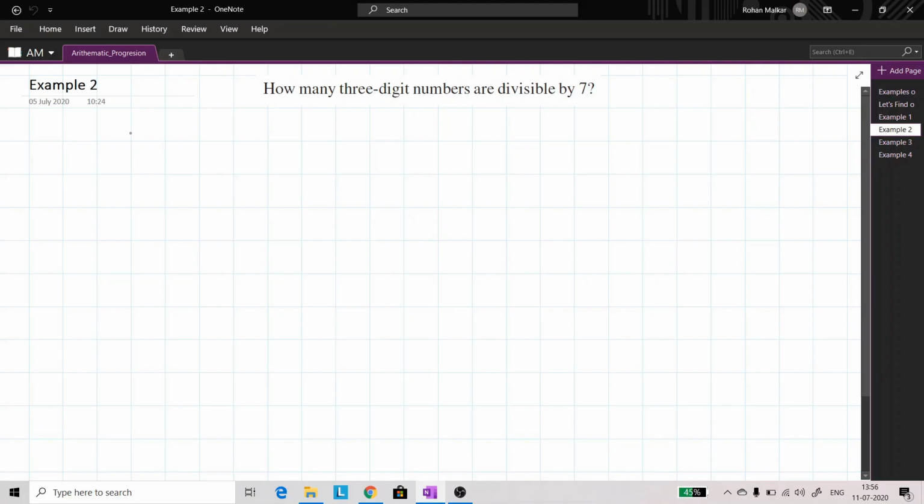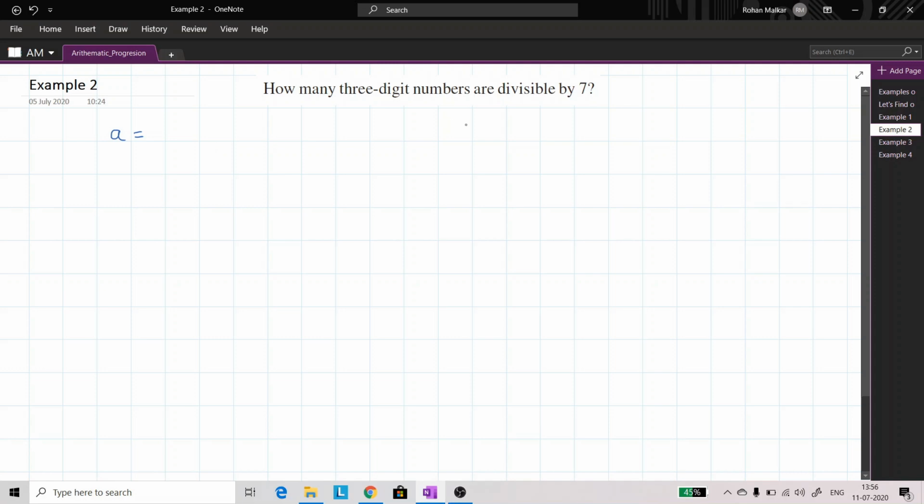So the next question is, how many 3-digit numbers are divisible by 7? Let's first find the first 3-digit number which is completely divisible by 7. That will comprise the value of A. So what is the value of A?